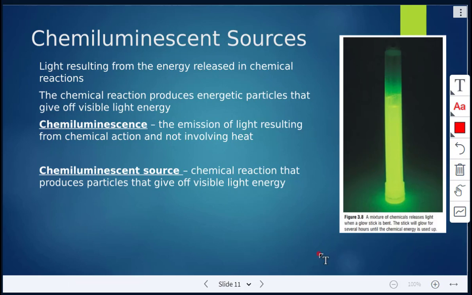So when you have a glow stick, there's a mixture of chemicals inside of it. And then when you bend the glow stick, the chemicals will all mix together, which will cause the stick to glow for several hours until the chemical energy is used up. All right, so that was the example of a chemiluminescent source. Again, there's a chemical reaction occurring, and the particles will then give off visible light energy.